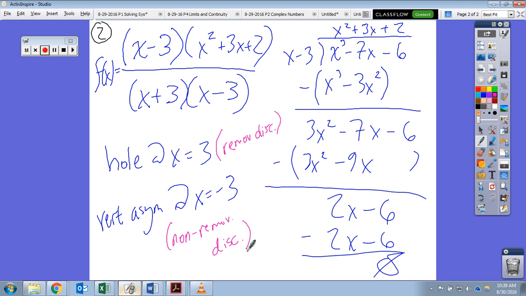Wait. The vertical asymptote is at negative 3, but isn't that removable? No, it's not removable, because the linear factor is x plus 3. When you solve it, you could factor it further and figure out what the other factors are, but you're going to find out one of the factors is not x plus 3.